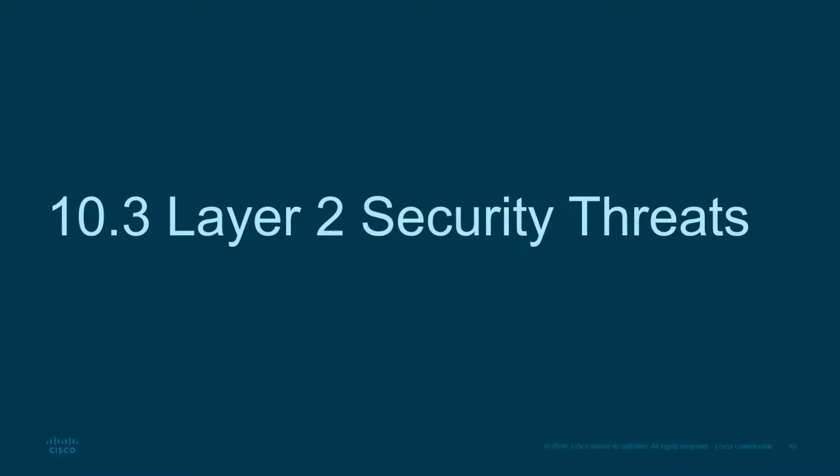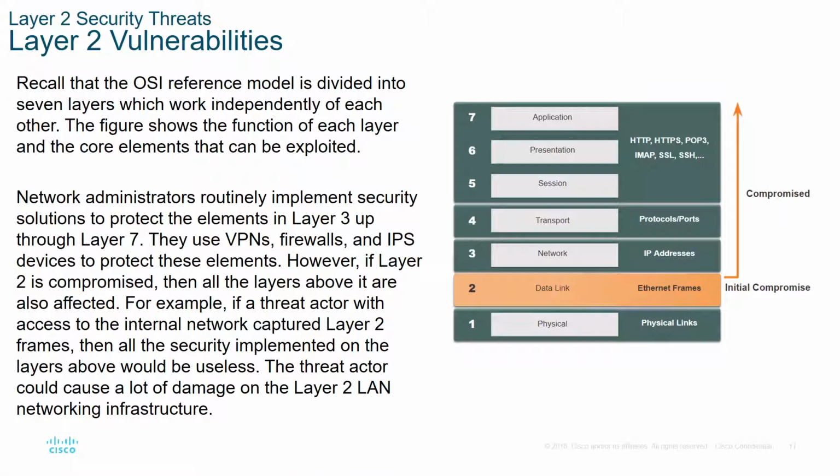Layer 2 security threats. Layer 2 vulnerabilities. Recall that the OSI reference model is divided into 7 layers, which work independently of each other. The figure here shows the function of each layer and the core elements that can be exploited.